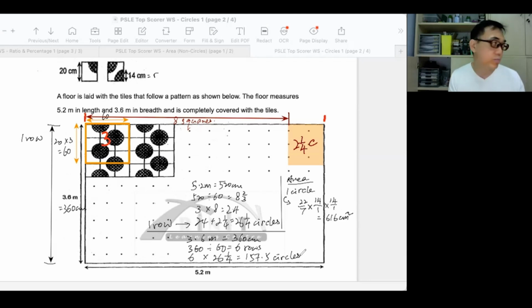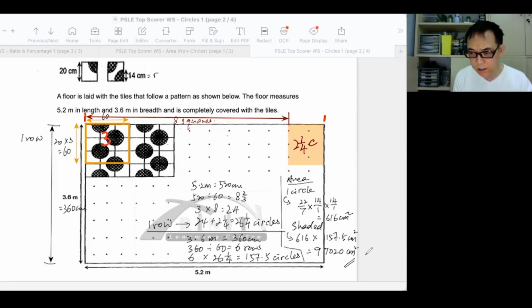I got 157.5 circles. Last step. So now I want to know the shaded area, which is the total number of circles. What do I do? Okay, can you tell me the last step? Alright, can you press your calculator and tell me what you get when you do that? 616 times 157.5 is 97,020 cm squared, and that's the answer to the question.